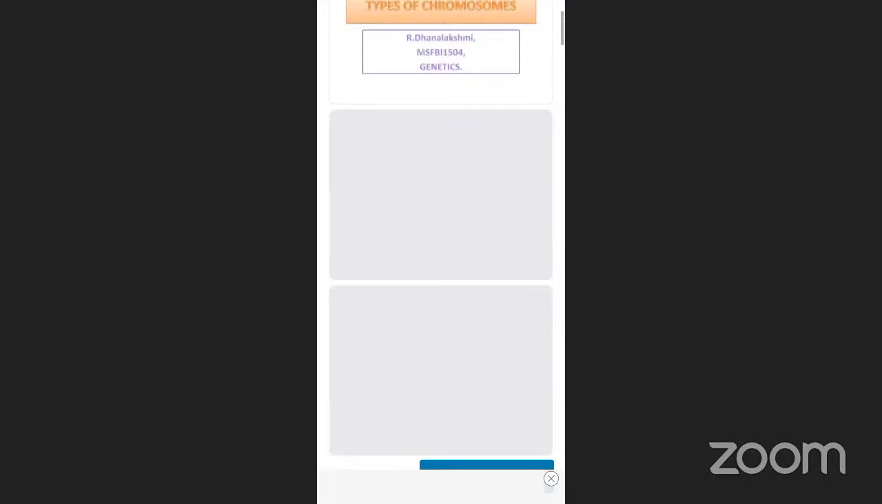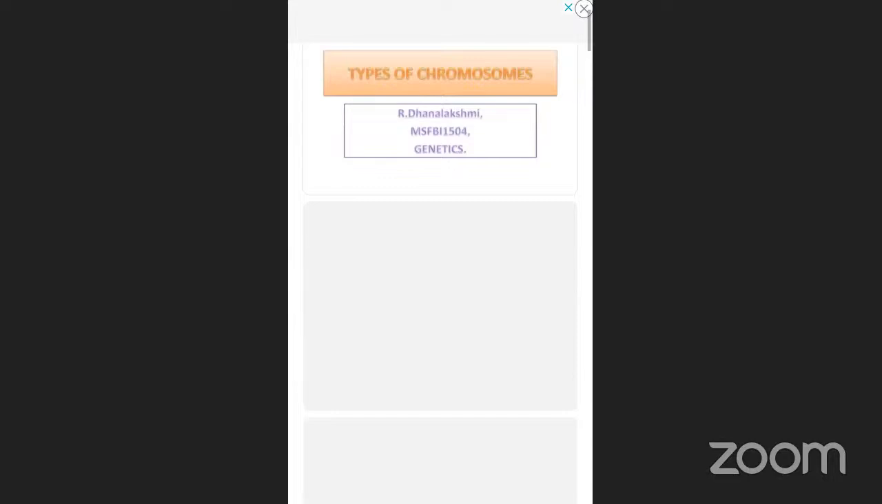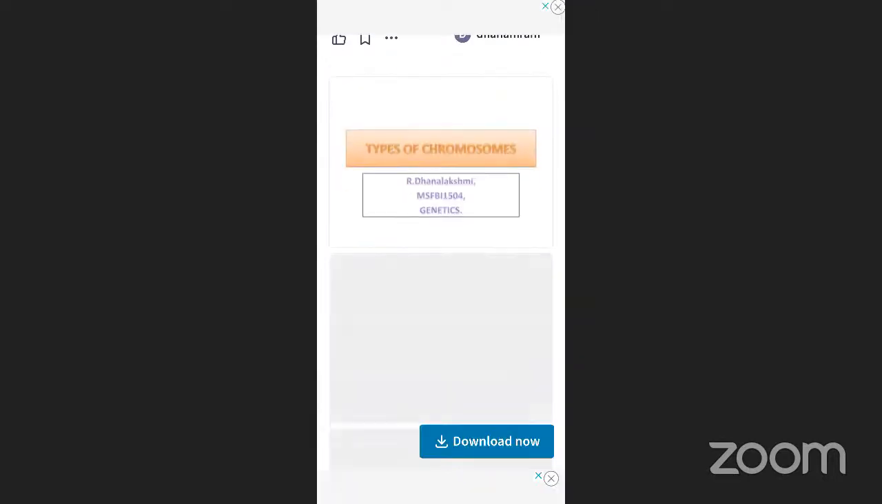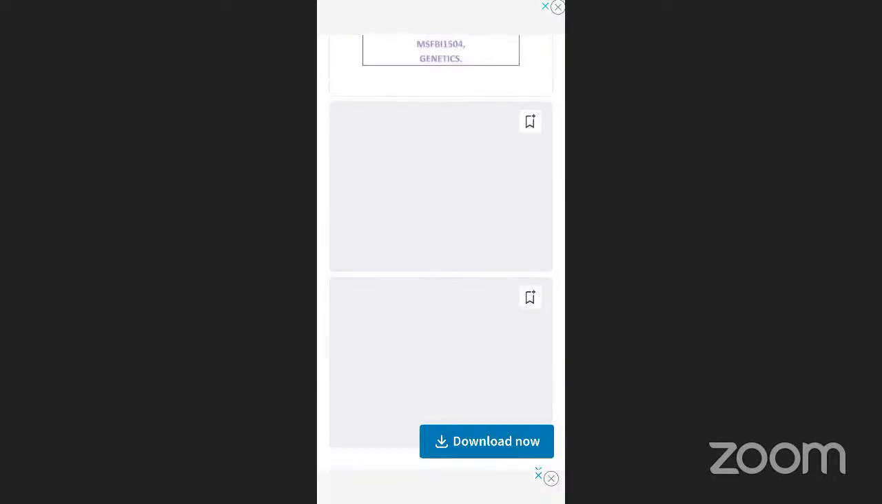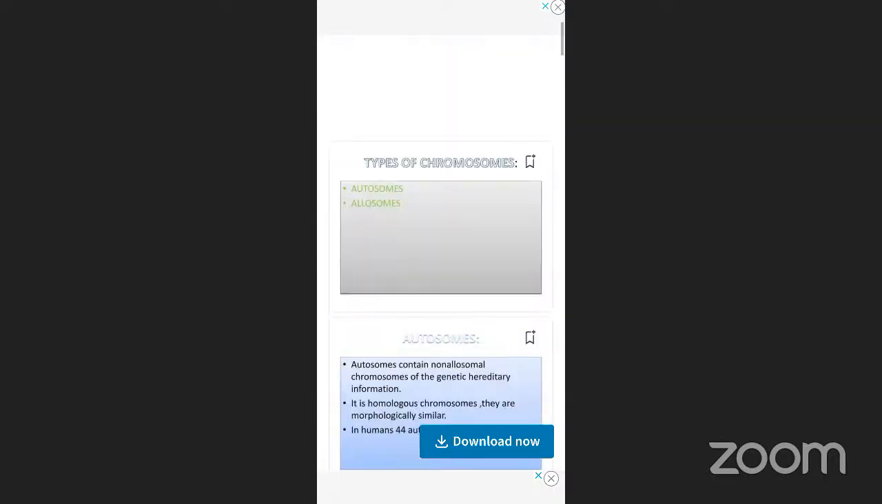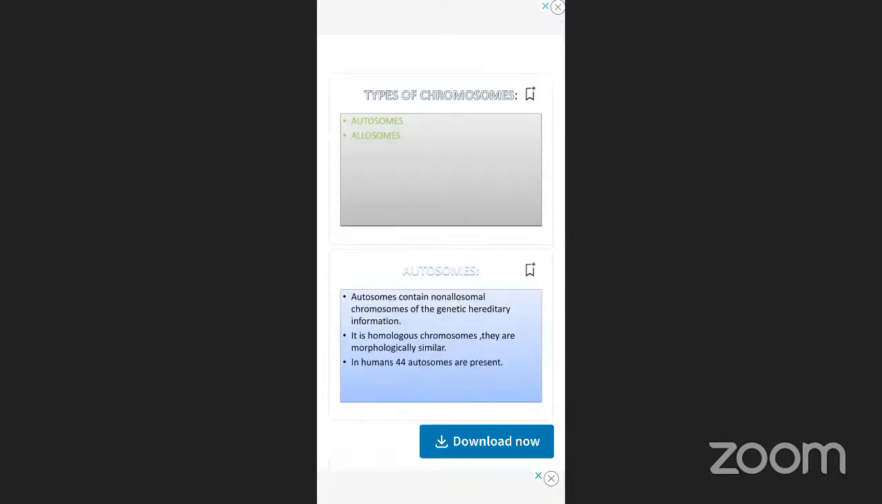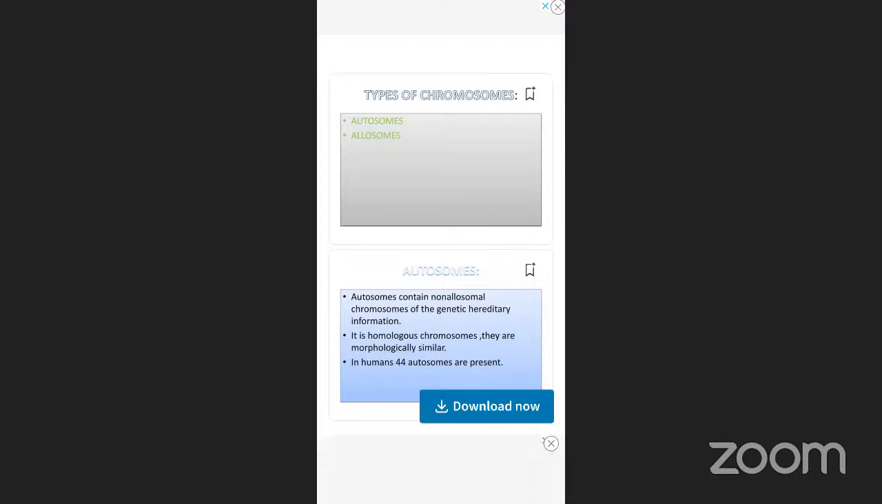Okay, next are the types of chromosomes: autosomes and allosomes. Already we discussed this. Autosomes are the 22 pairs of autosomes. Autosomes contain the non-allosomal chromosomes and the genetic heredity information. They are homologous chromosomes, morphologically similar.